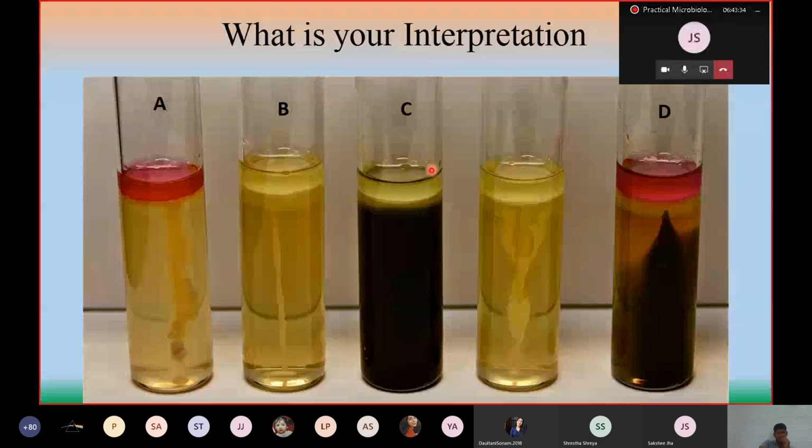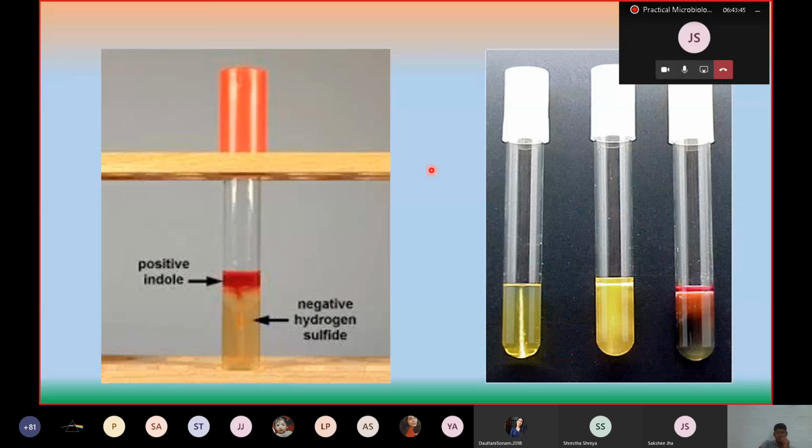See, this is the picture you have already seen. You can see indole produced, H2S produced, motile, and non-motile. This is the same picture: indole production, no production, motile, non-motile. Here you can see the motile organism with diffuse growth, and the non-motile one with growth only along the streak line. Next, the oxidase enzyme, oxidase production.